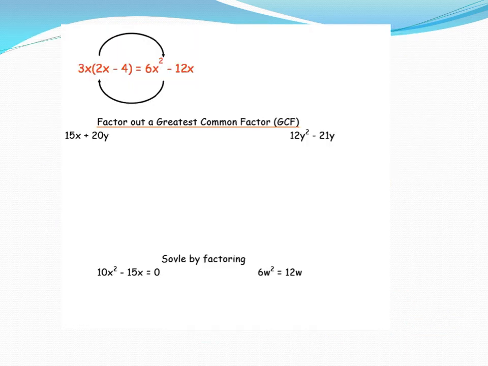All right, the next thing we're going to talk about is what if I give you a polynomial function that is not written in factored form. If I look at this diagram right here, this is factored form because I have 3x times 2x minus 4. So what if I give you something like this, 6x squared minus 12x? This is not in factored form, but what we call standard form.